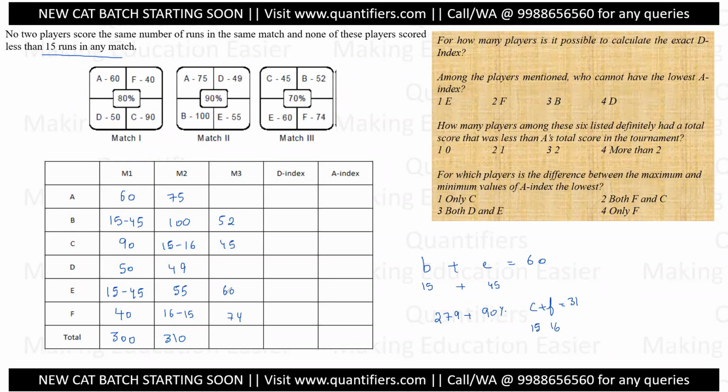97, 157, 229. No, 231. 231 is 70%. So 330 is the total score in this case. So how much more do I score? I have 69 and 30, 99 score. 99 is the extra runs being created by A and D. 99, so this is 15. This is 84. The range will be.